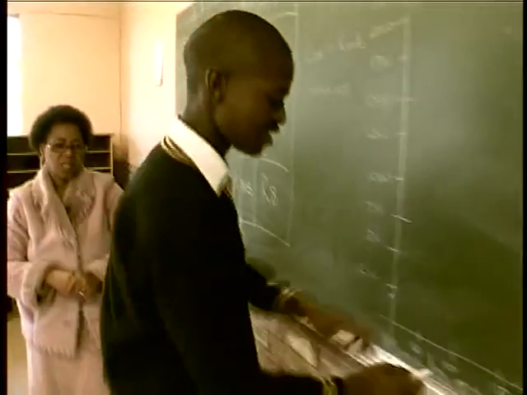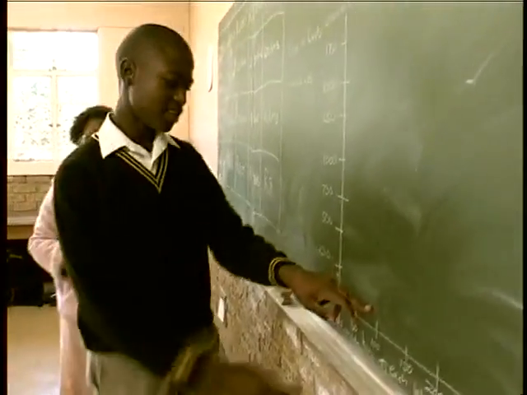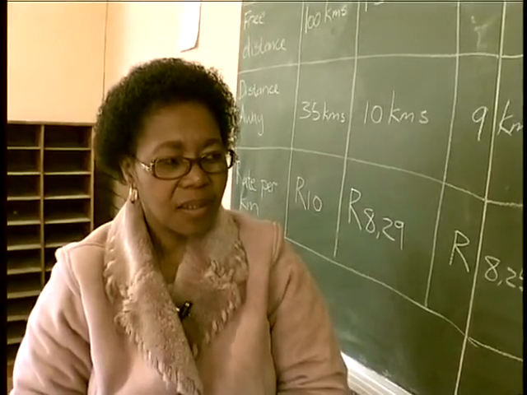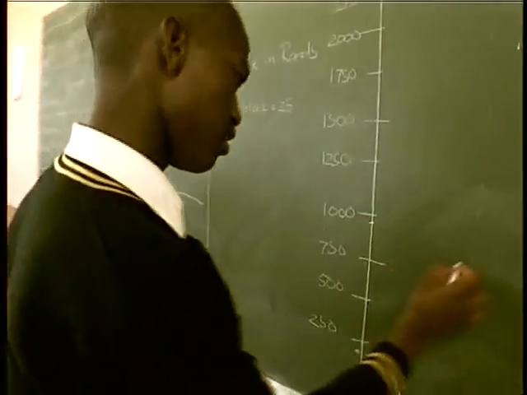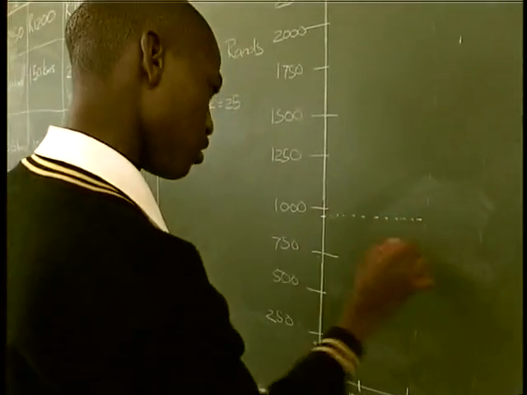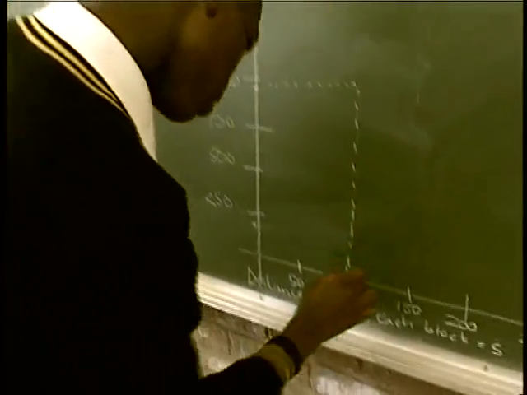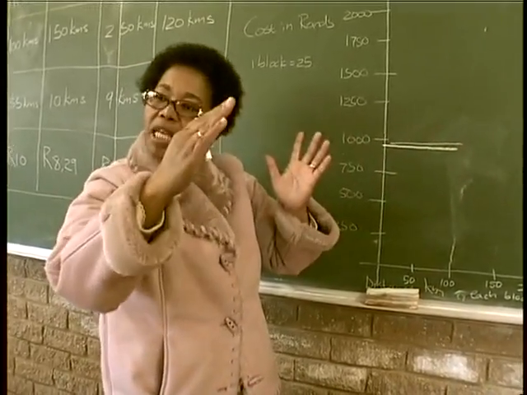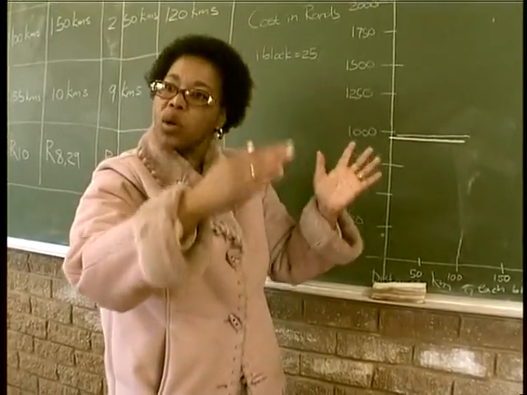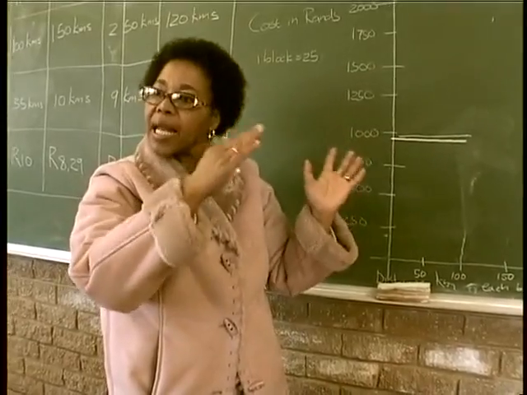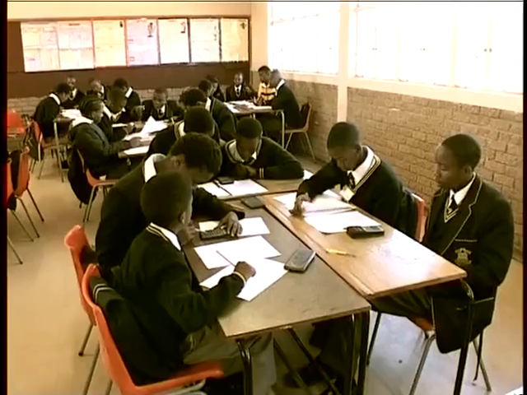The learners show their results on the board. The kilometer is 100. This one is a straight line because for so many kilometers, the amount is still the same. For 400 kilometers, the amount, which is 950, will stay there.